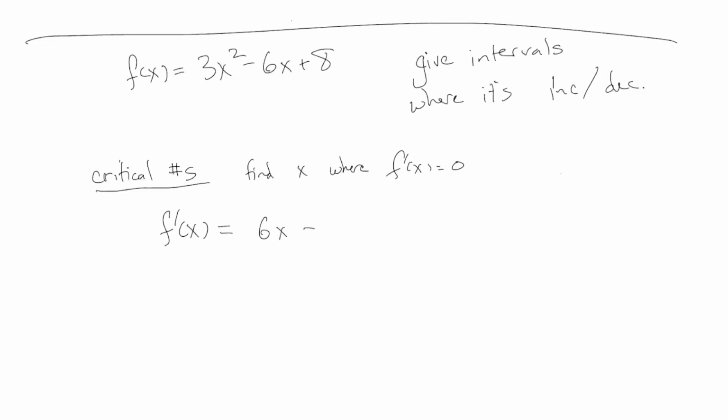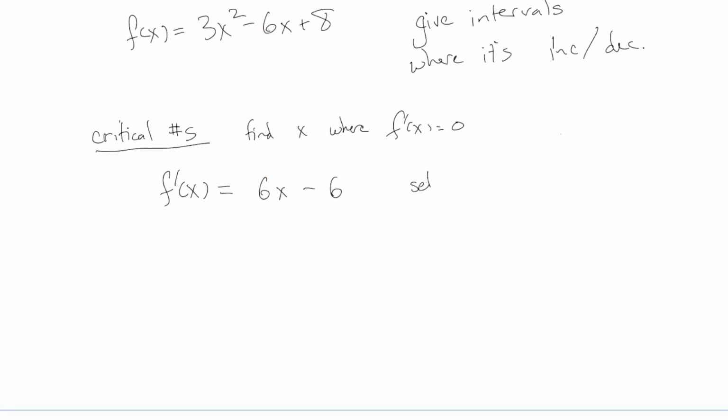6x minus 6, she said. I hope everybody remembers how to do the derivative of a polynomial. You multiply, the power rule, right? 2 times 3 is 6, so you go 6x, and then this negative 6x becomes negative 6, and the plus 8 at the end goes away because that's a constant. So this is f prime of x. We are trying to find f prime of x equals 0. So I set this equal to 0. So I go 6x minus 6 equals 0 and solve for x.